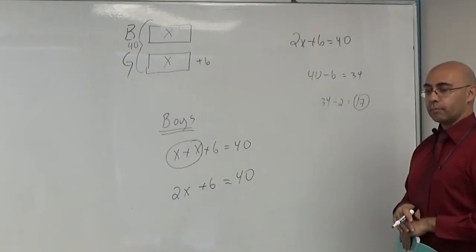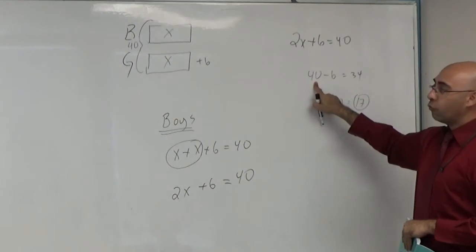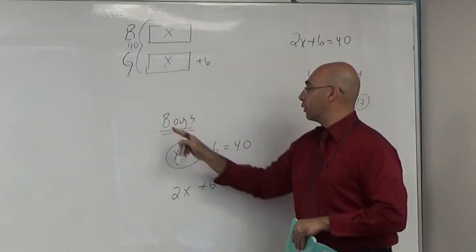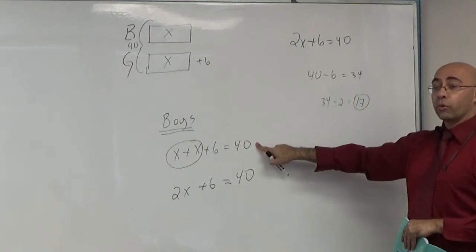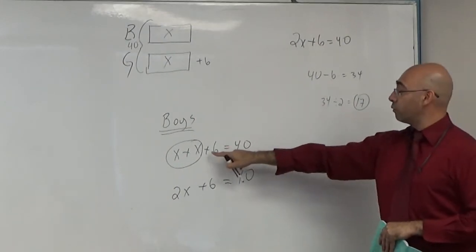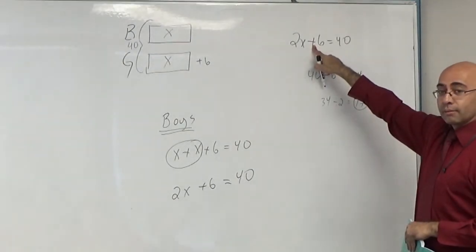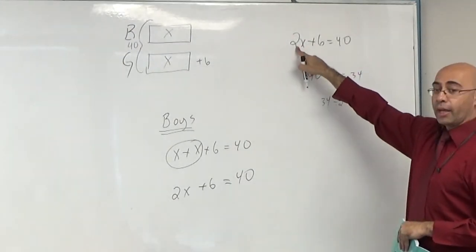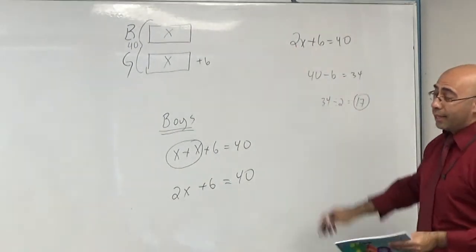It's opposites. You have to do the opposite. What did we start with? 40. And 40 represented the total. So you start with the total and just do whatever the opposite of that is. And then do whatever the opposite of that is. Got it? Now let's see if that works over here.